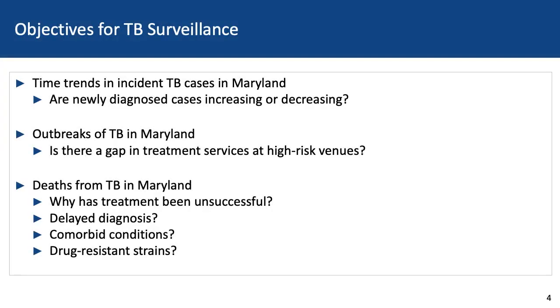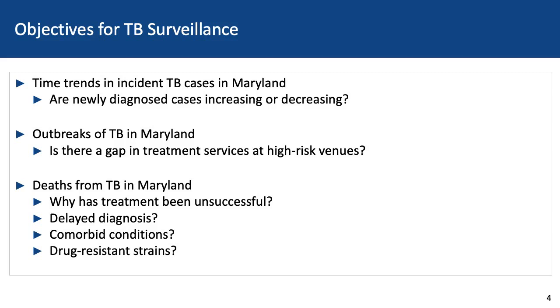All right, so here are some of the objectives for TB surveillance that I thought of in my home state of Maryland. One could be looking at time trends in incident TB cases for the state of Maryland. I think as a public health official, I would want to know, are newly diagnosed cases increasing or decreasing? I would expect that if our public health systems are working well, we're finding cases early and we're treating them, that the number of new cases diagnosed every year would be decreasing or at least staying the same.